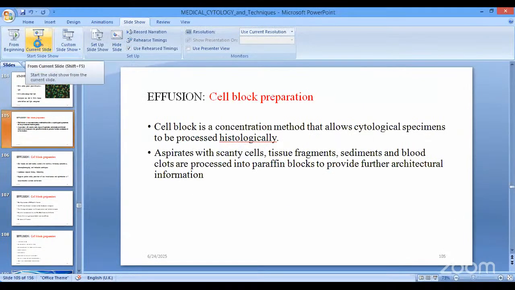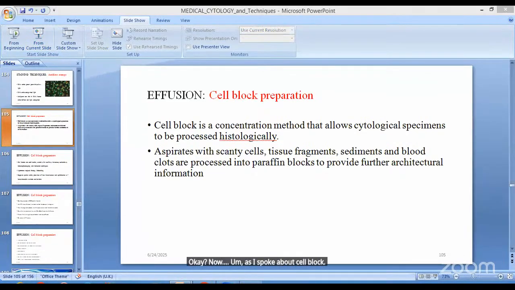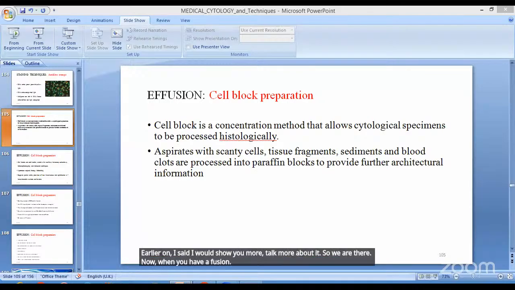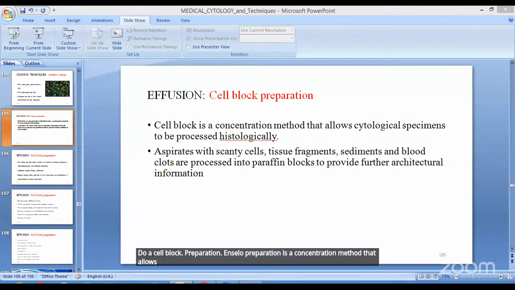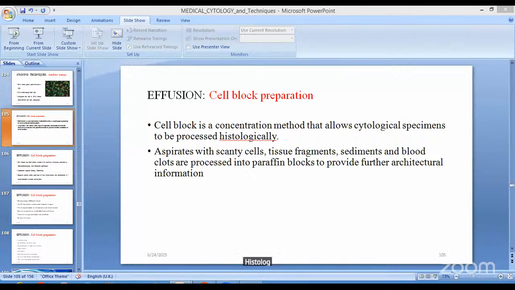Okay, now I spoke about cell block earlier on. I said I will show you more, talk more about it. So we are there now. When you have an effusion that is hypocellular, when the cell yield is not much, you have to do a cell block preparation. And cell block preparation is a concentration method that allows cytological specimens to be processed histologically, so that all the cells can come together. You can now see the arrangement of cells.